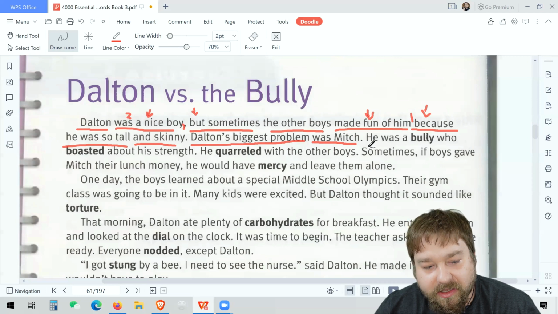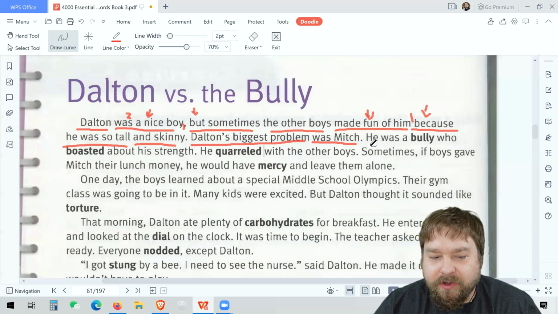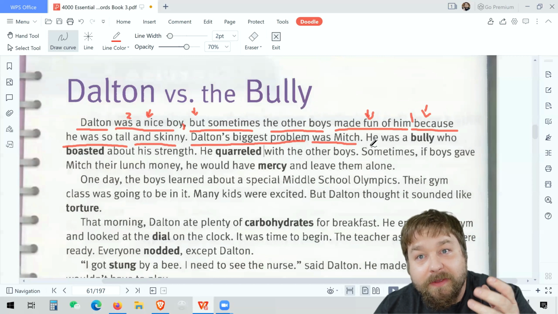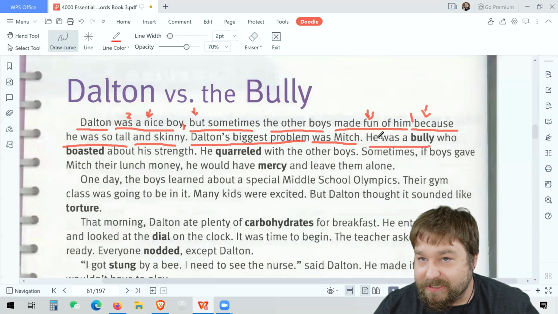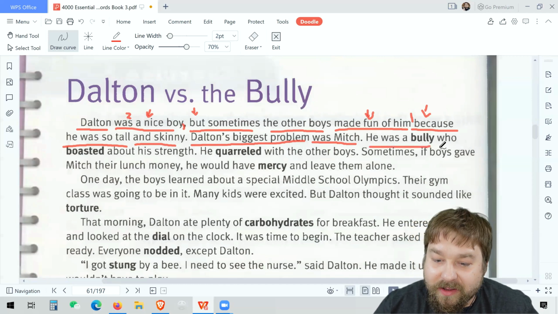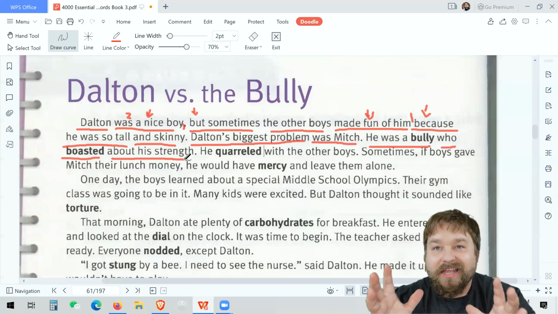He was a bully who boasted about his strength. Who boasted about. Can we do that? He was a bully who boasted. Right? It's too many B's. So we have to break it. He was a bully who boasted. There. That makes better feeling. My lips aren't flapping around, right? Why? About his strength. See that?